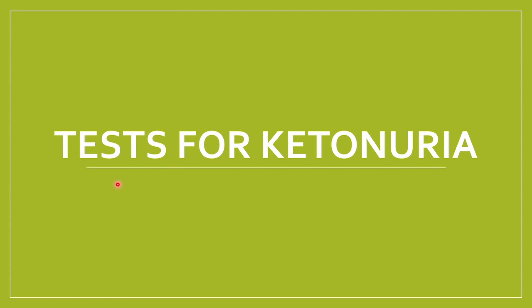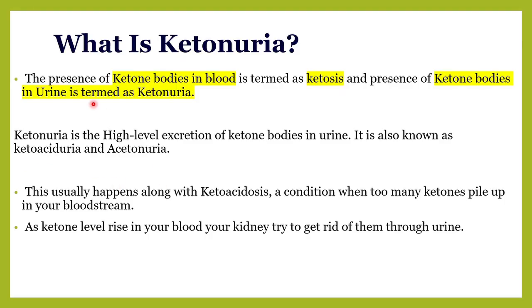आज के क्लास में वी विल डिस्कस अबाउट द टेस्ट विच वी यूज टू फाइंड आउट ketones in the urine. So you all know whenever the ketone bodies are present in the blood, we call it as ketosis. And when the ketone bodies are present in the urine, we call it as ketonuria. So ketonuria happens whenever there is an excess levels of ketone bodies in the blood, and the kidney will try to get rid of these ketone bodies via the urine. We also call it as ketoaciduria or acetonuria.